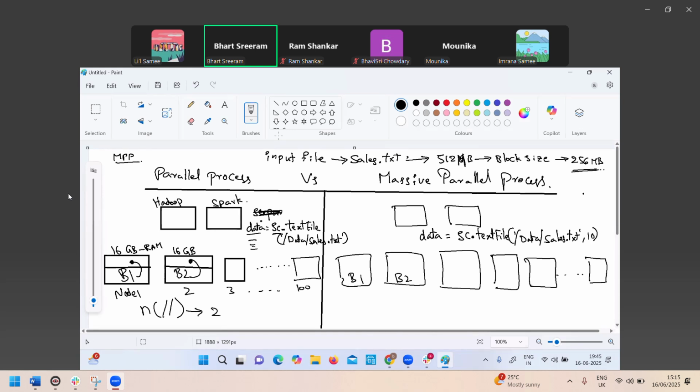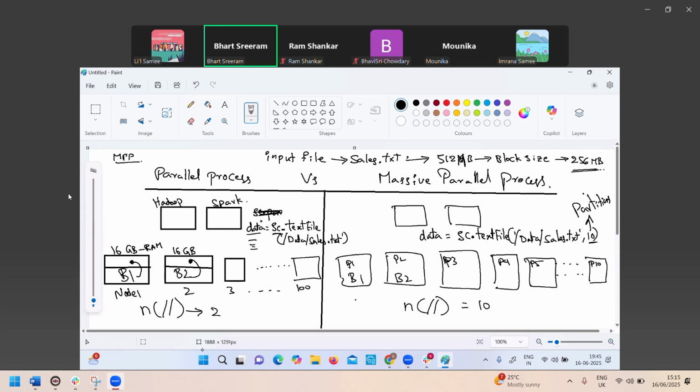What is the meaning of it? Total data is divided into 10 what? Partitions. Now P1, P2, P3, that too in the RAM. P4, P5. In this way, P10. Now number of parallel process here, how many? 10.